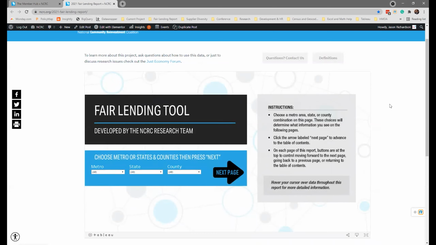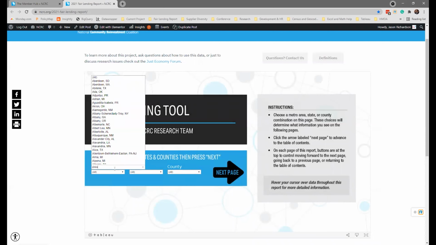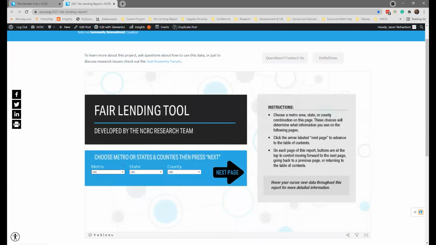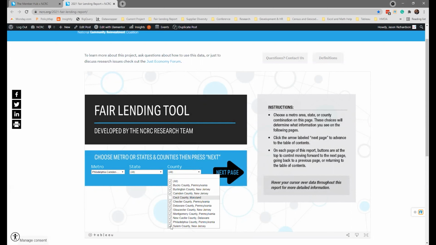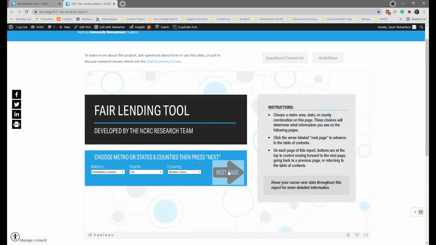First, on this page, we're going to select the geography that we want to focus on. Today, for this demonstration, we are going to look at the Philadelphia metro area. But we don't want to look at the entire metro area. So if we click on the county drop-down menu here, you see a list of all the counties in that metro. Let's go ahead and uncheck 1, 2, and 3. You can customize the geography you're looking at to match the area of operations that your organization works in, or the area that you're interested in specifically. Click on Next Page.